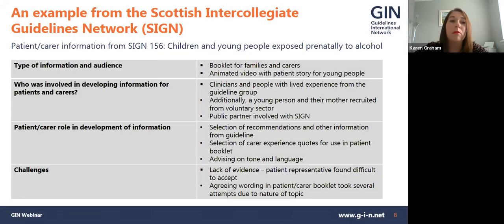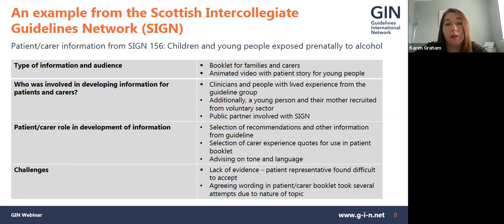And this is just an example from our guideline. We produced a booklet for families and carers, but then we decided that actually there was a need for more than that. And there was a young person who was involved with us, and they said, well, actually, I think you really need something for young people as well. So we produced an animated video and we incorporated the patient story into that as well.